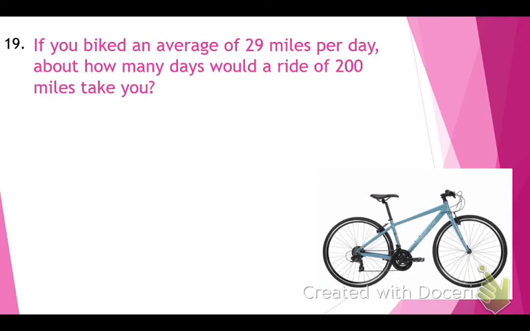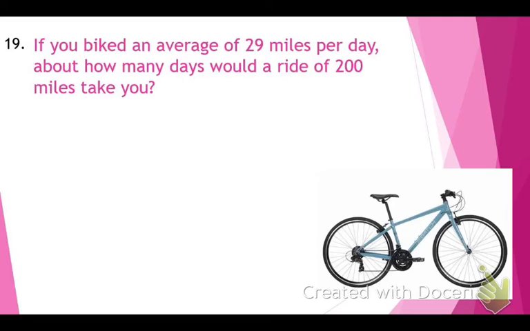Okay, so this question says, if you biked an average of 29 miles per day, about how many days would a ride of 200 miles take you? When you see that it says about how many days, that means I want it to be a whole number, okay? So as you're working this out, try to get a whole number to tell me how many days you think it would be.